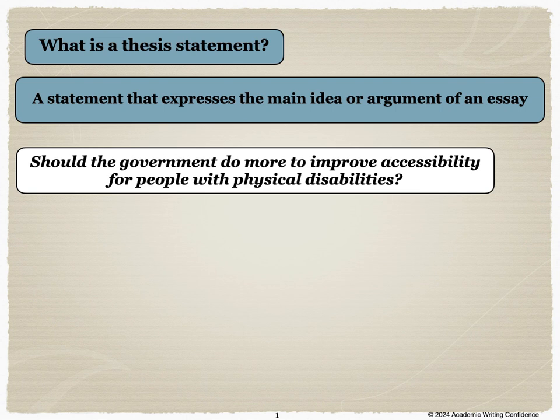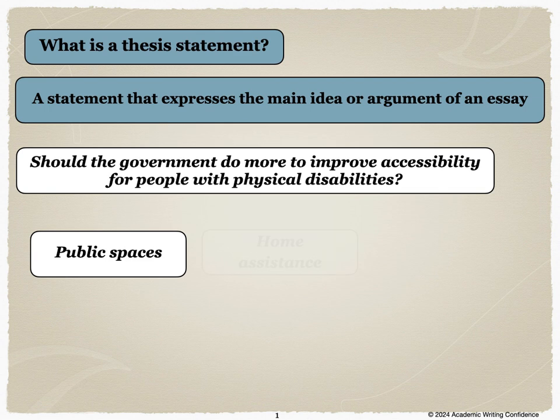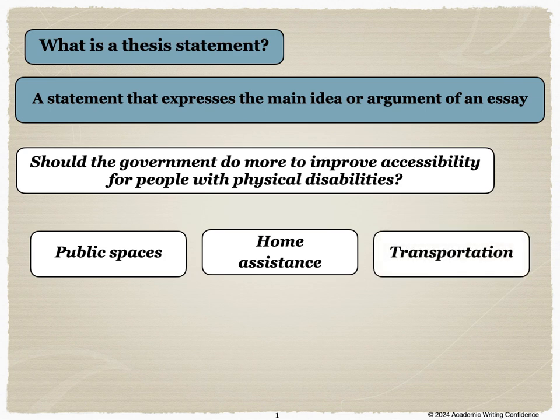After you do some research, perhaps you find these 3 areas that you believe the government should do more to help these people. They need to improve public spaces, home assistance, helping these people find suitable homes to live in, and transportation. With these 3 ideas, you can now write a thesis statement. It might look something like this.